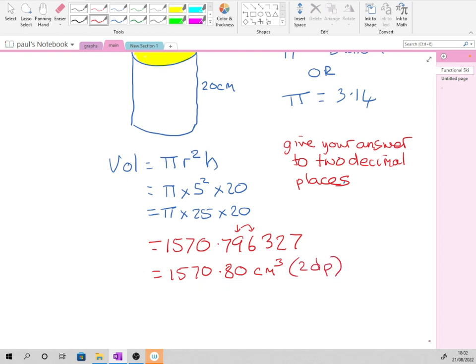The chances are in an exam question that wouldn't happen. They'd make it 81 or 85 or 49 or whatever it is. Once you've rounded up, they won't make it there at the awkward one. So that's how to find the volume of a cylinder.